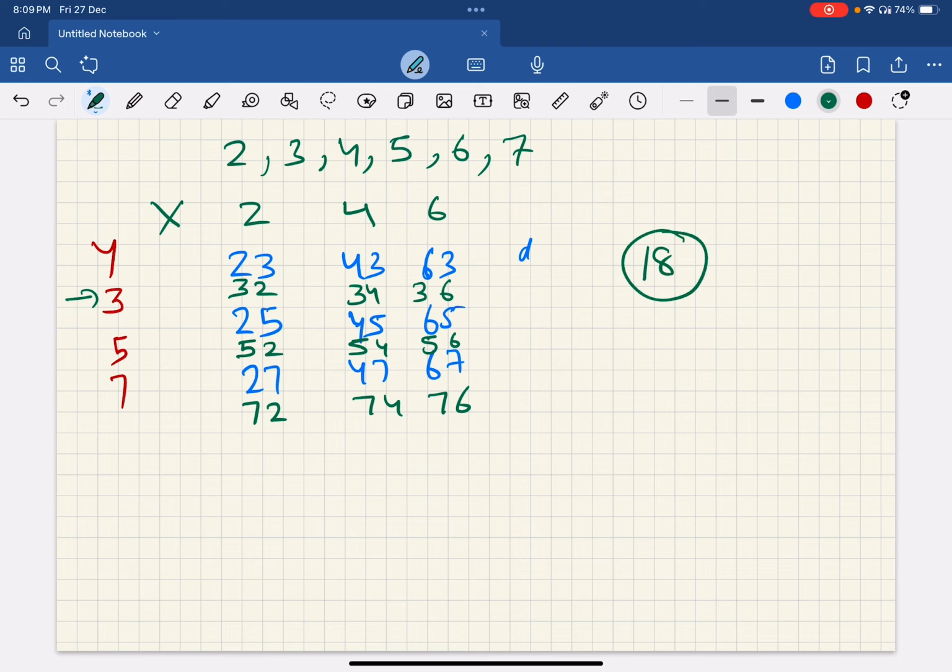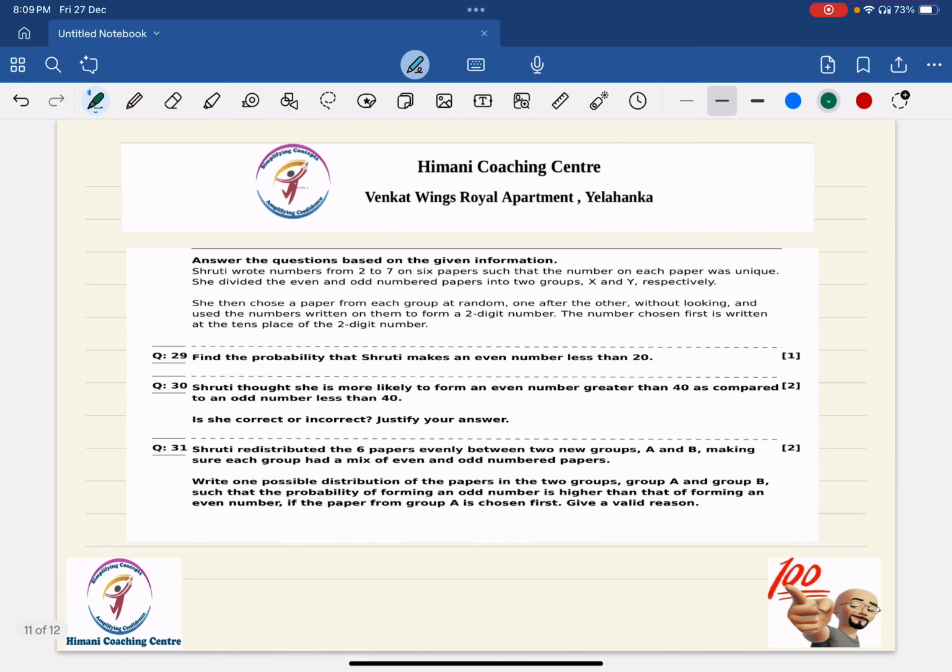Yeah, you have to show this. So there are 18 outcomes which are possible with this kind of combination, where x is all the numbers even, y is all the numbers odd. Now let us go back and see what the question is. It says find the probability that Shruti makes an even number less than 20.